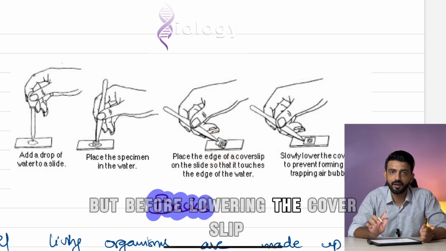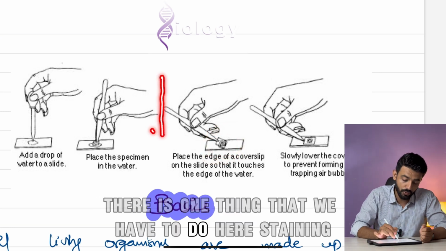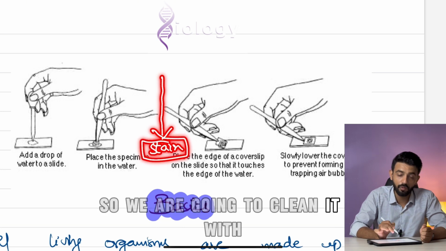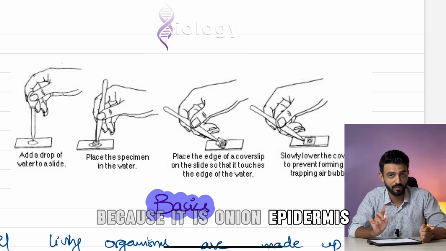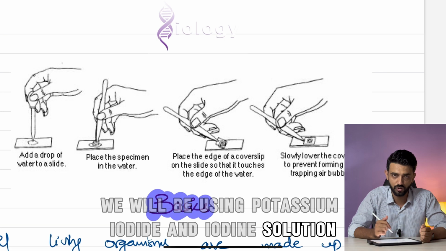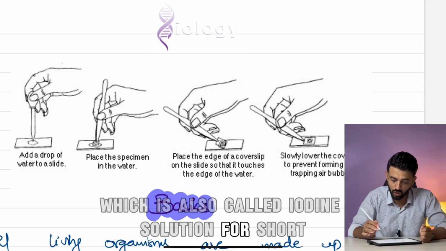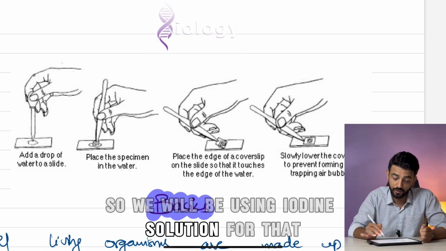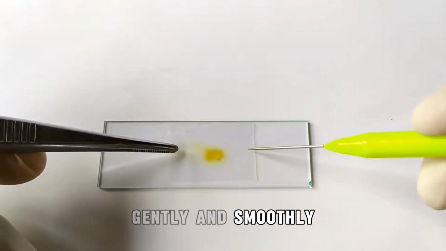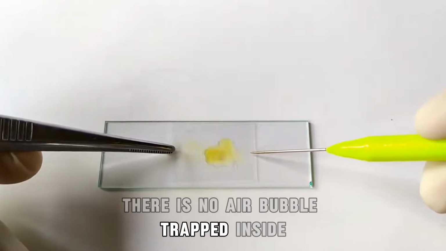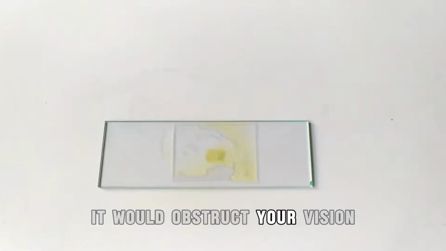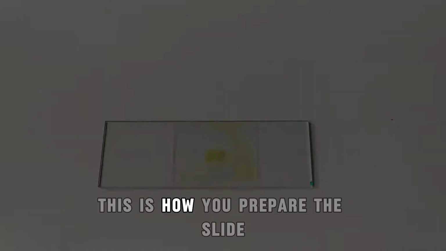Now here we are lowering the cover slip. But before lowering the cover slip, there is one thing that we have to do here, staining. So we are going to stain it with, because it is onion epidermis, because it is a plant cell, we know that we will be using potassium iodide in iodine solution, which is also called iodine solution for short. So we will be using iodine solution for that. Then we are going to lower the cover slip gently and smoothly so there is no air bubble trapped inside. Because if there is an air bubble trapped, it would obstruct your vision. This is how you prepare the slide.